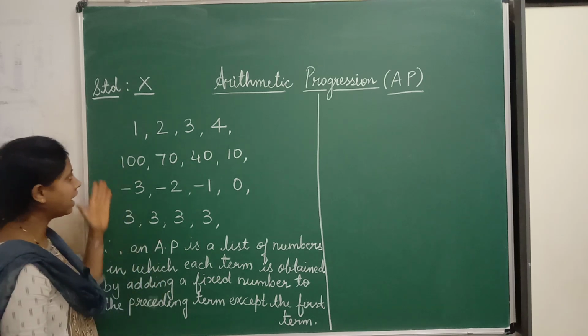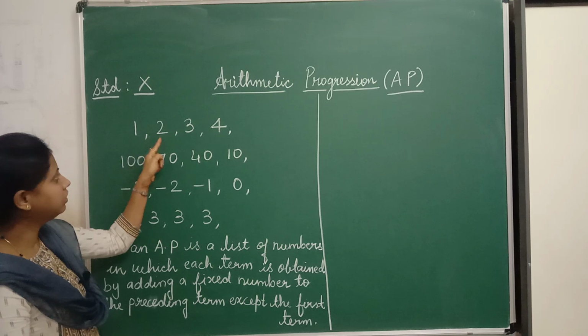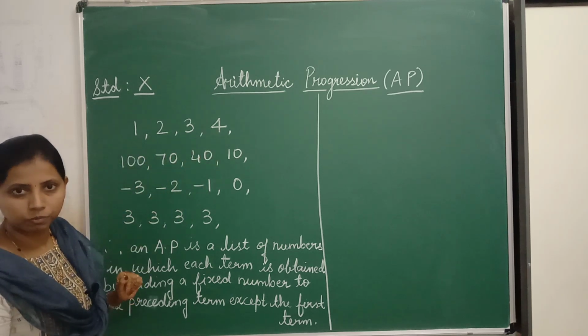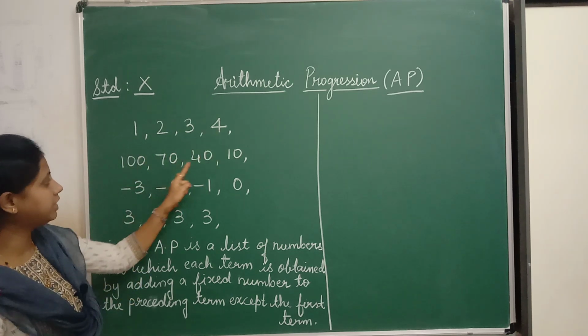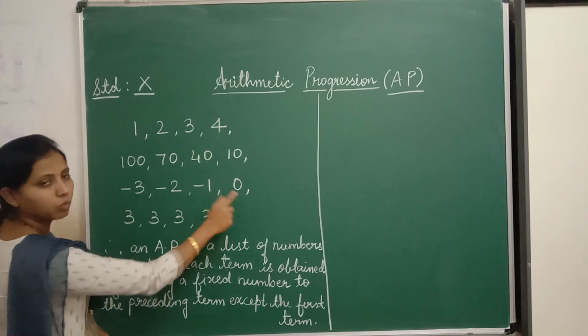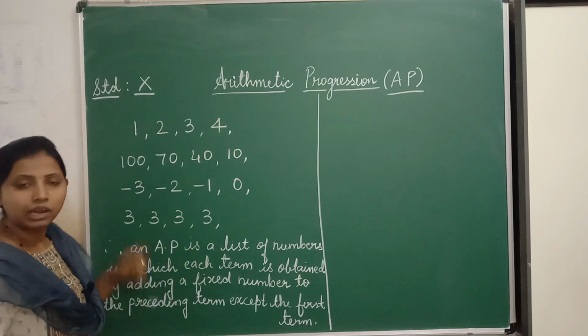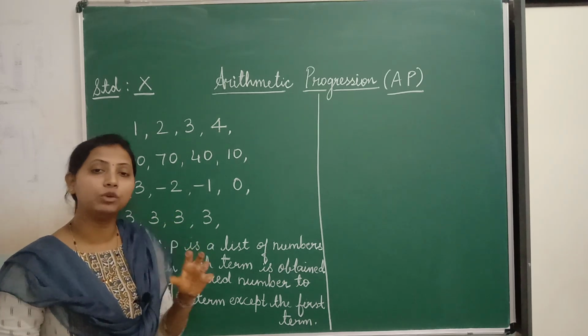Now you can see here I have written 4 lists of numbers. The first one, 1, 2, 3, 4. Next one, 100, 70, 40, 10. Minus 3, minus 2, minus 1, 0. 3, 3, 3, 3. Now in these lists of numbers, can you see a pattern?